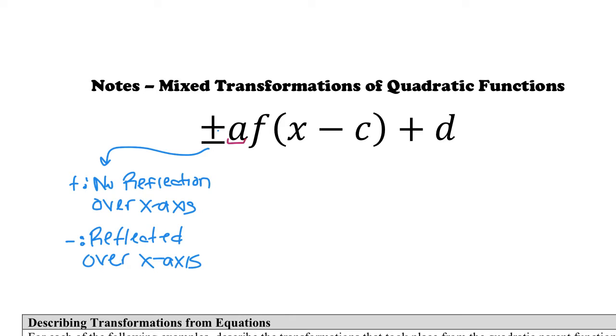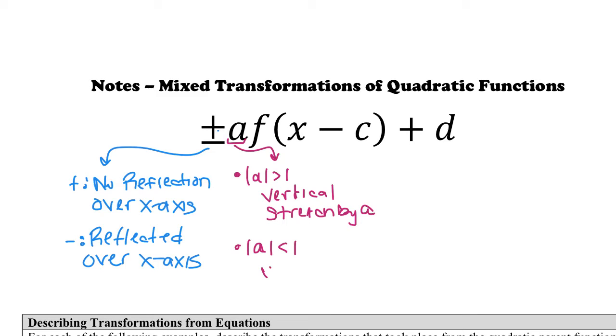Then we have a. Doesn't matter if a is positive or negative, a just controls the width of our function. If the absolute value of a is greater than 1, that means there was a vertical stretch by a. If the absolute value of a is less than 1, that means there was a vertical compression by a. So vertically stretching it will make it narrower. Vertically compressing makes it wider.